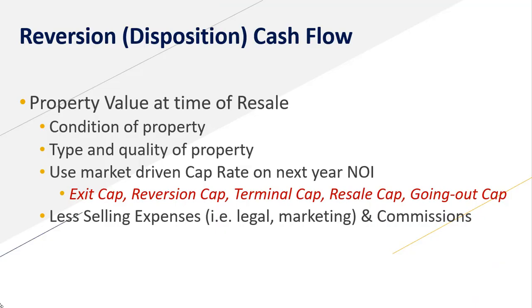Well, let's move on to some other things here. This is one of the most important cash flows when you're looking at a pro forma, and that is the reversion or the disposition cash flow. That's basically just fancy ways of saying you're selling the building. And so this is when we go to sell the property, we're going to look at what the condition of the property is. Is it in good shape? What's the type and the quality of the property? These are all important characteristics and considerations. And we're going to use a market cap rate.